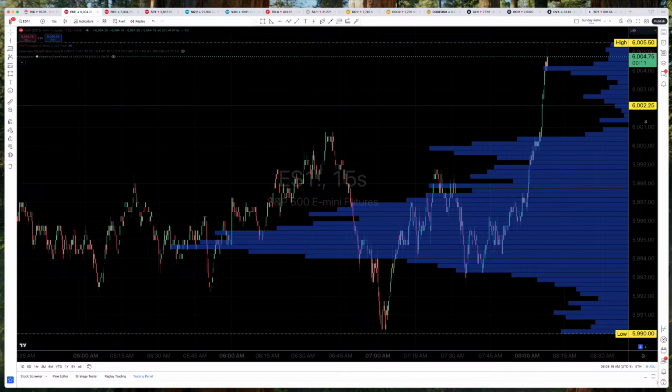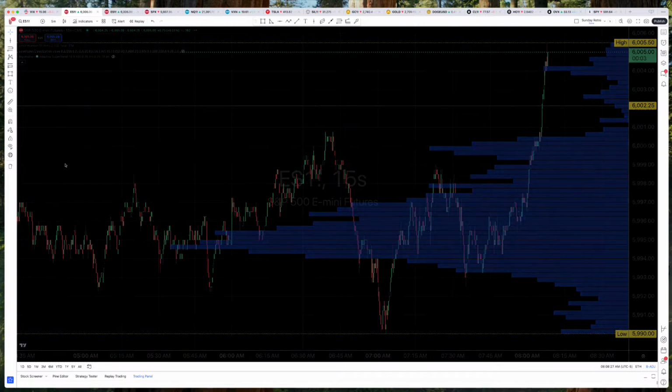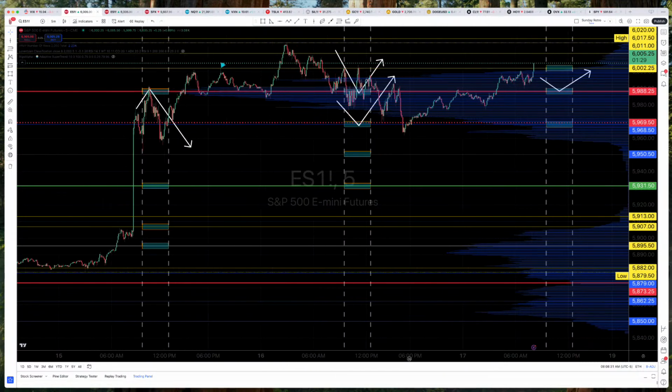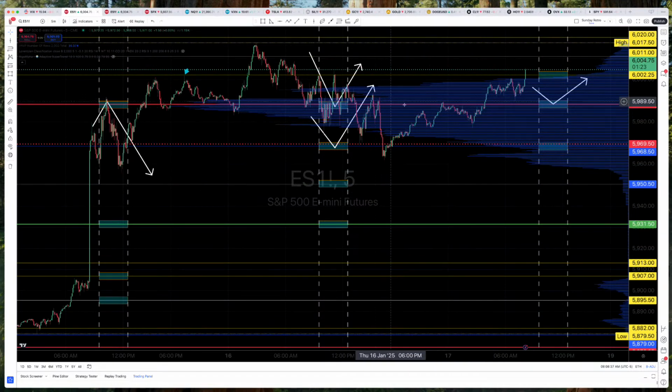Oh, wow. We are moving. We are moving. Oh, that's a 15-second chart. Let's go 5 minute. So this is the node that we just escaped from. See, green's at the bottom, red's at the top.